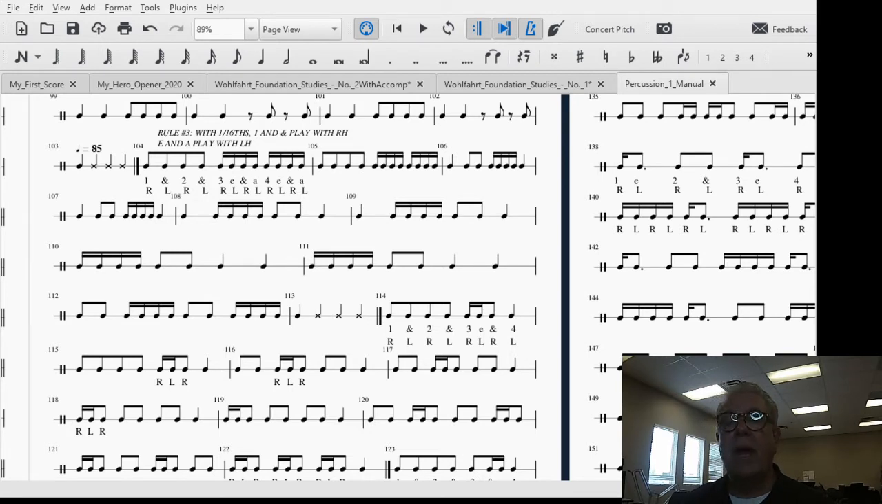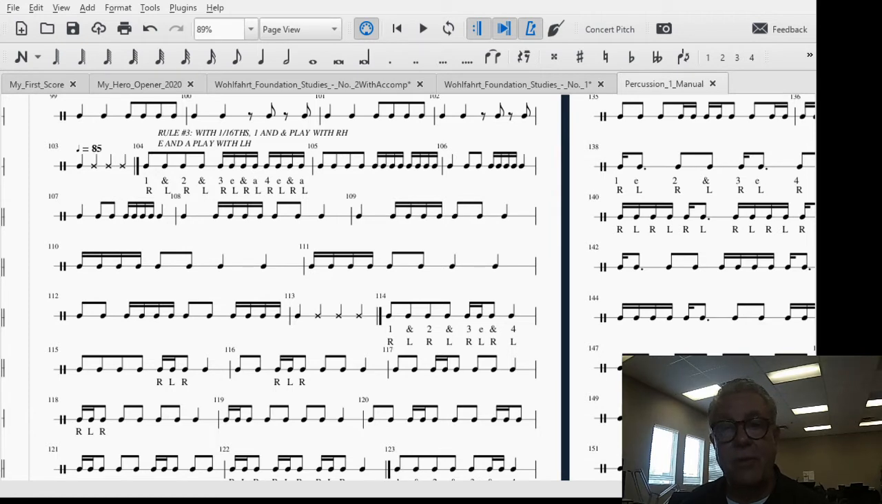Okay, when we count eighth notes, we say 1 and 2 and. When we count 16th notes, we say 1 e and a 2 e and a 1 e and a 2 e and a. Okay, so we are going to take a look at here. We have 3 e and a 4 e and a, 1 and 2 and 3 e and a 4 e and a again.